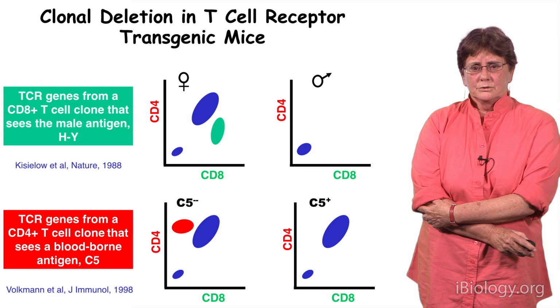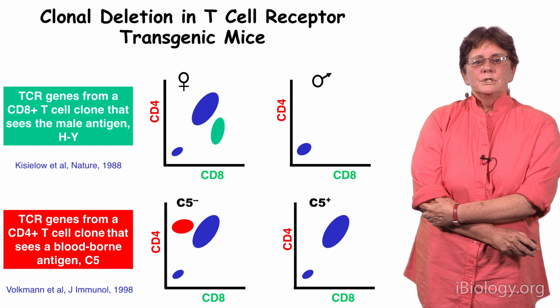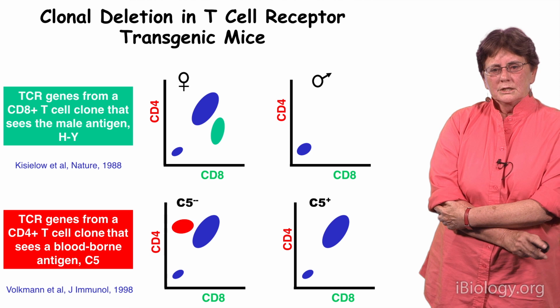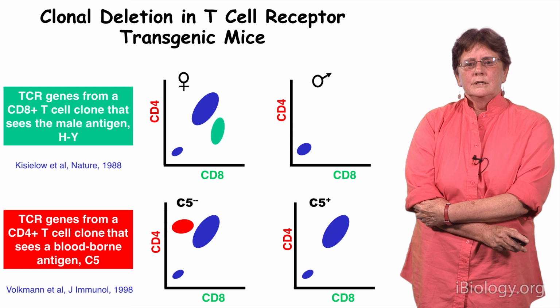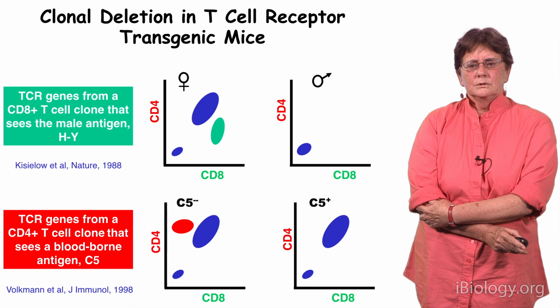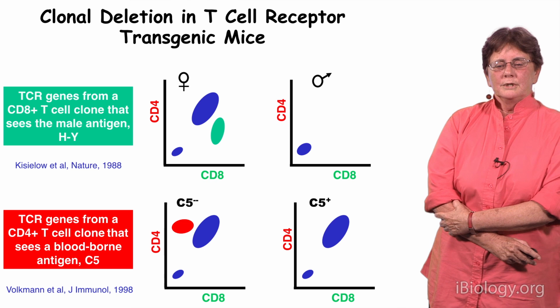It's a different case with this C5 antigen, which is found in the blood, because blood circulates through the thymus in the medullary region and not in the cortical region. And so double positives never see this antigen, and it's only when the T cells are fully mature and move into the medulla that clonal deletion occurs. In fact, clonal deletion can even occur in the periphery under certain conditions.